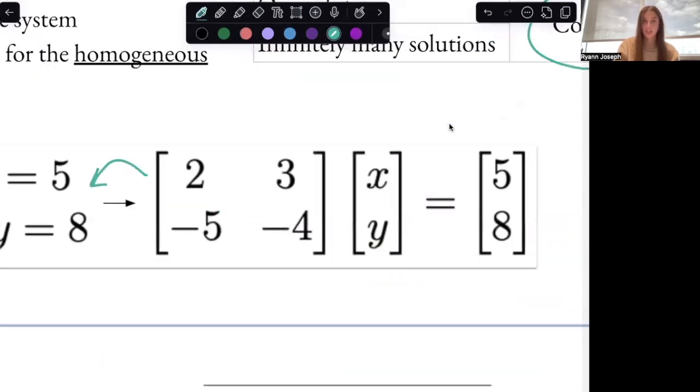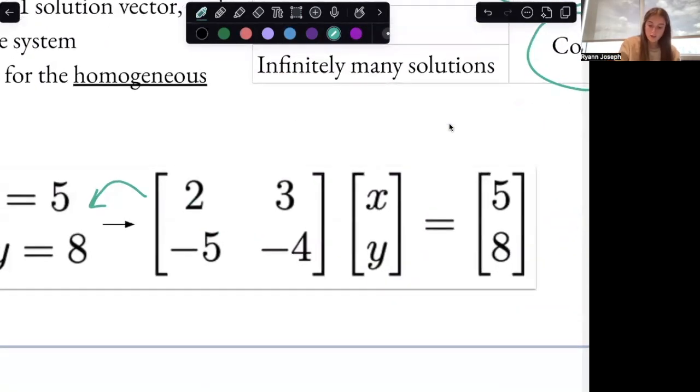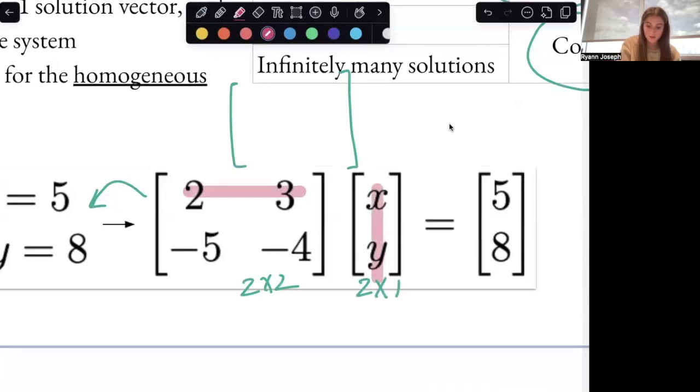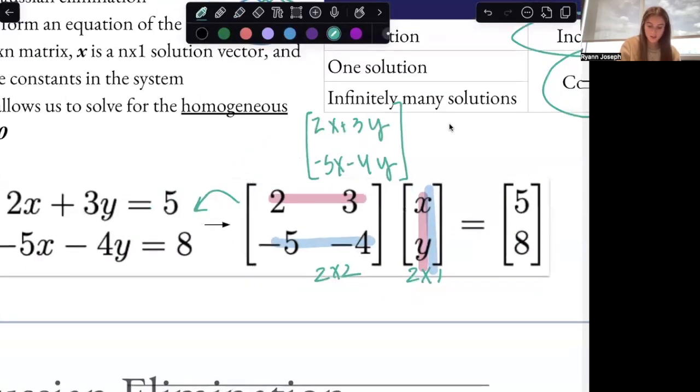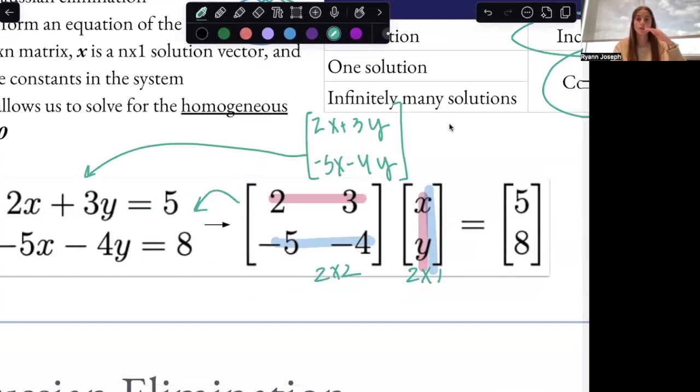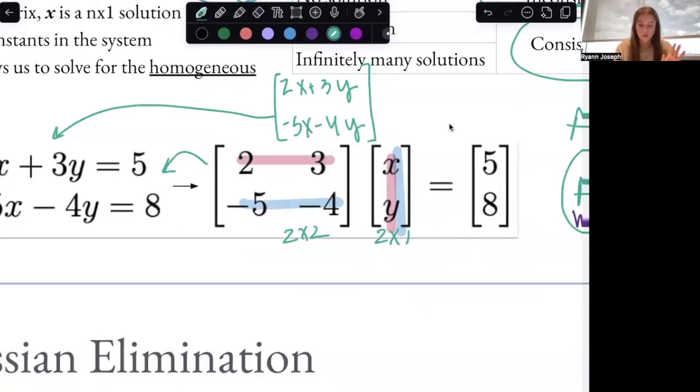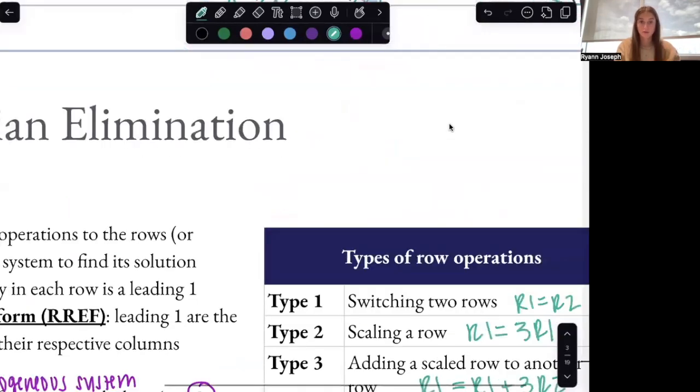So again, we're doing matrix multiplication, so we're doing row times column. This is a 2 by 2 and this is a 2 by 1, so I know my result is going to be a 2 by 1. So I'm going to write the 2 by 1 up here. It's always row times column. So row, 2x plus 3y. Then it's row times column, negative 5x minus 4y, which gets us to what's here. So the number of columns in your coefficient matrix A tells you how many variables you have.